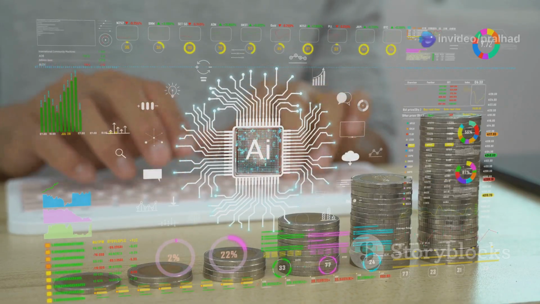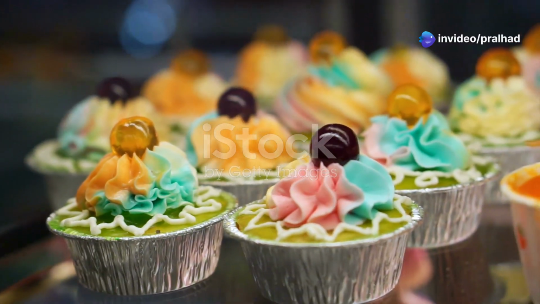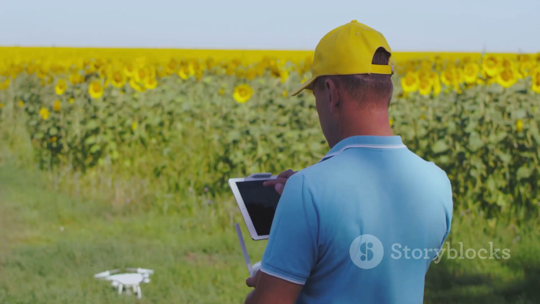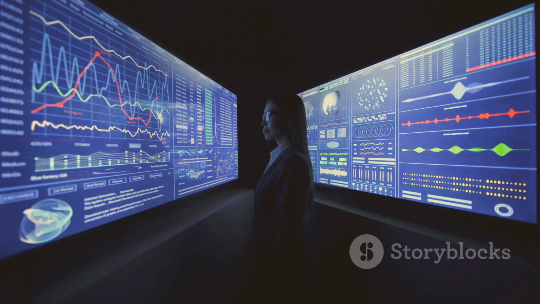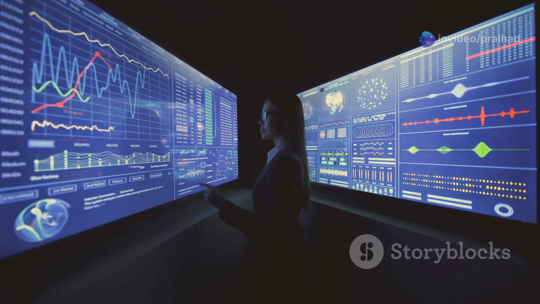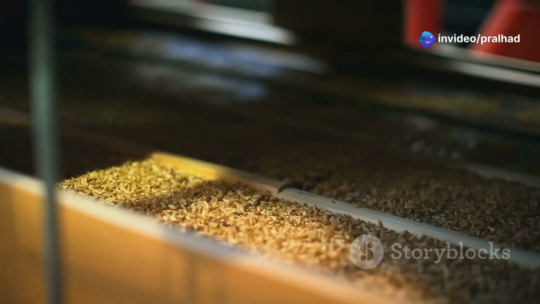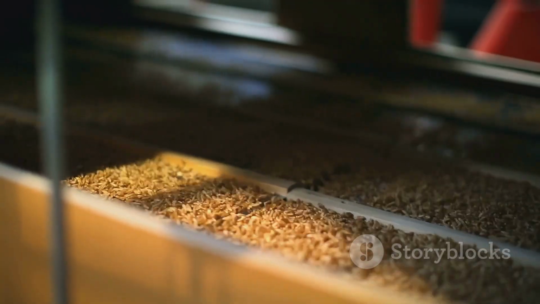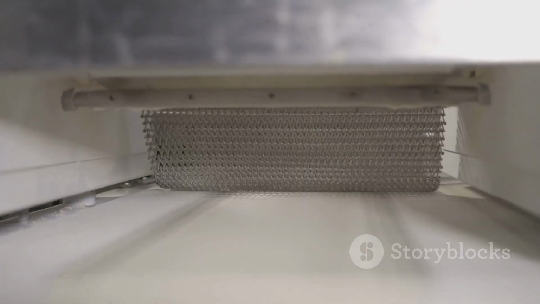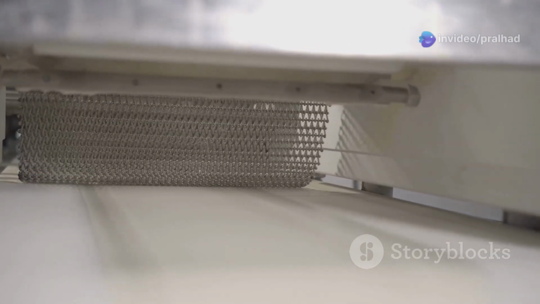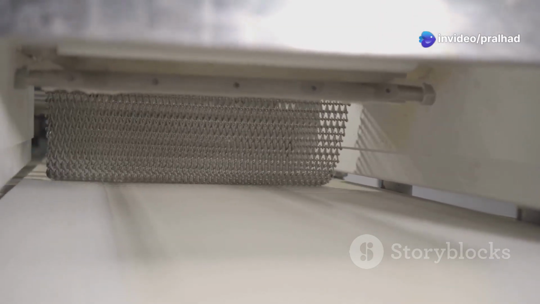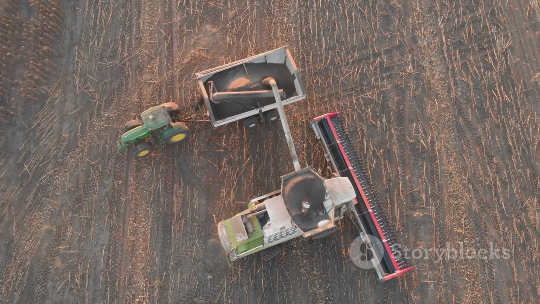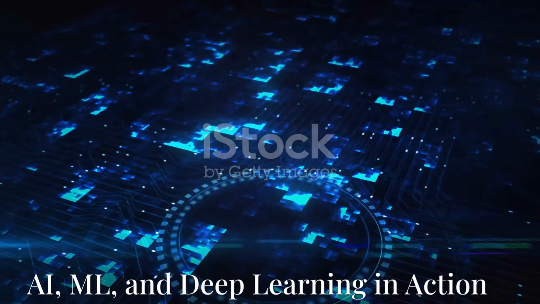So how do AI, ML, and DL all work together? Let's go back to our cupcake example. Imagine a farmer uses AI-powered drones to monitor his crops. The drones collect data about the soil, weather, and plant health. This data is then fed into an ML algorithm that predicts the optimal time to harvest the wheat. Once the wheat is harvested, it's sent to a mill where another ML algorithm helps determine the best settings for grinding the wheat into flour. Finally, the flour is delivered to a bakery where a DL-powered system helps bakers create new and innovative cupcake recipes. As you can see, AI, ML, and DL can work together to optimize every step of the process, from farm to cupcake.